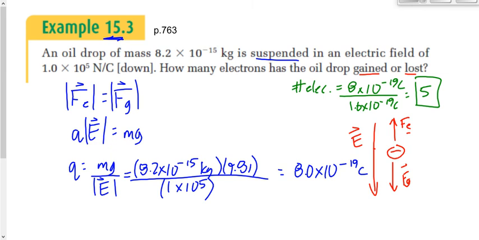So this is a negative particle, and that means it must have gained 5 electrons to make it negative. If it was a positive particle, it would have lost 5 electrons.